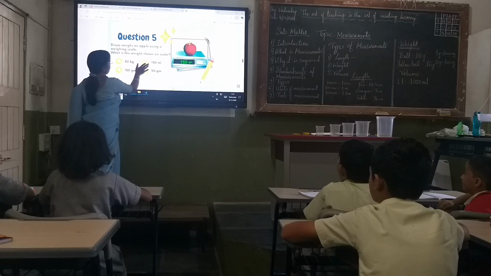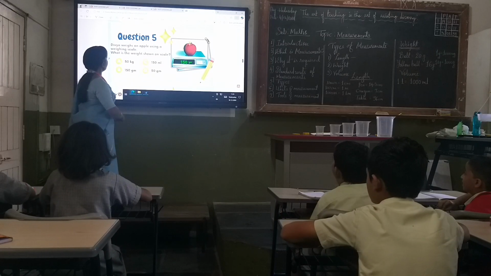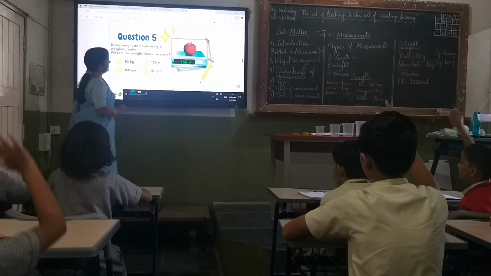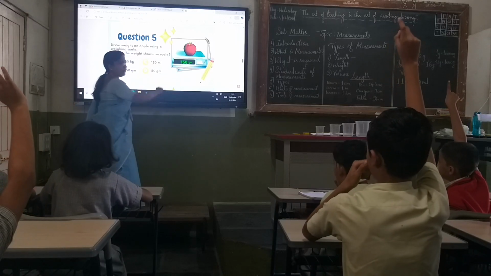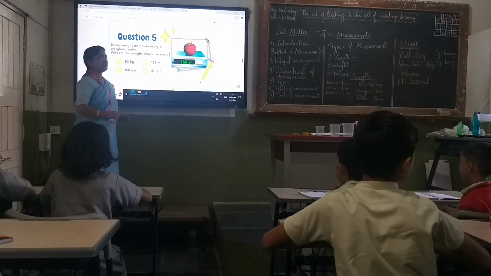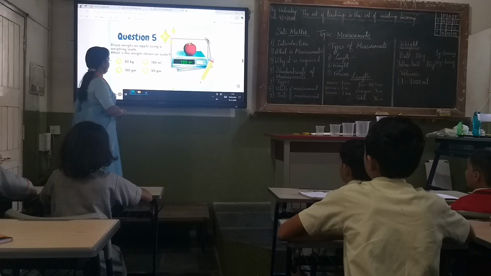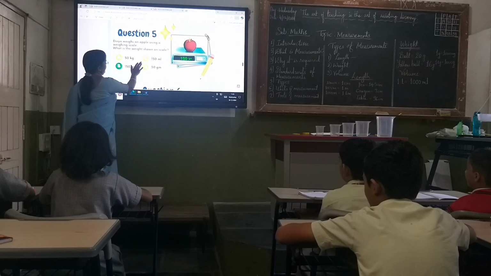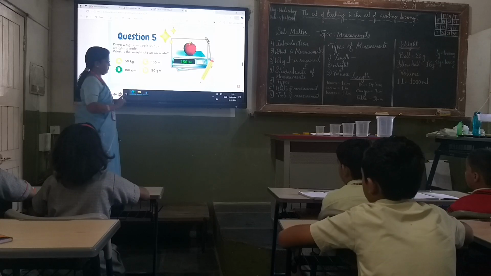Next, question 5. Divya weighs an apple using a weighing scale. What is the weight shown on the scale? So we have to see what the weight is here. Alice will answer. 150 gram. So let's check. Yes, it is 150 gram.